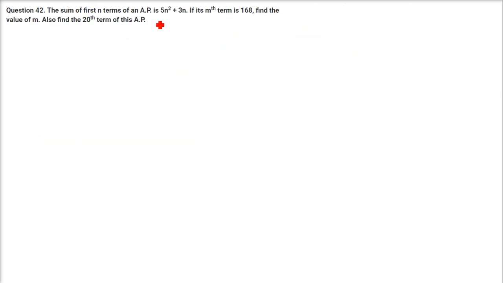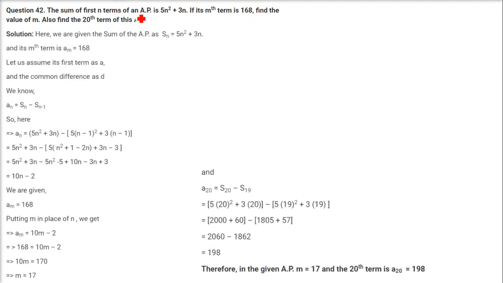The sum of the first n terms of an AP is 5n square plus 3n. If the mth term is 168, find the value of m. Also find the 20th term of this AP. The same thing we are going to apply. The mth term is what? Sm minus S(m minus 1). You can use m or n either way, because it doesn't matter.